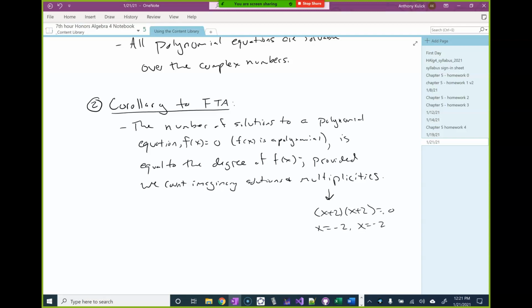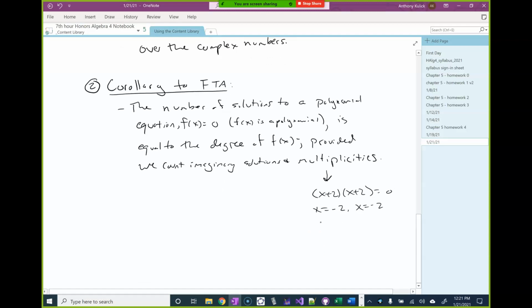Everybody recall something like this happening in first semester? It would not have been uncommon for this to happen. So what we say is the multiplicity of -2 is 2. Since that solution occurs twice, it counts as two separate solutions according to this corollary. Is everybody okay with that idea of what I mean by a multiplicity?